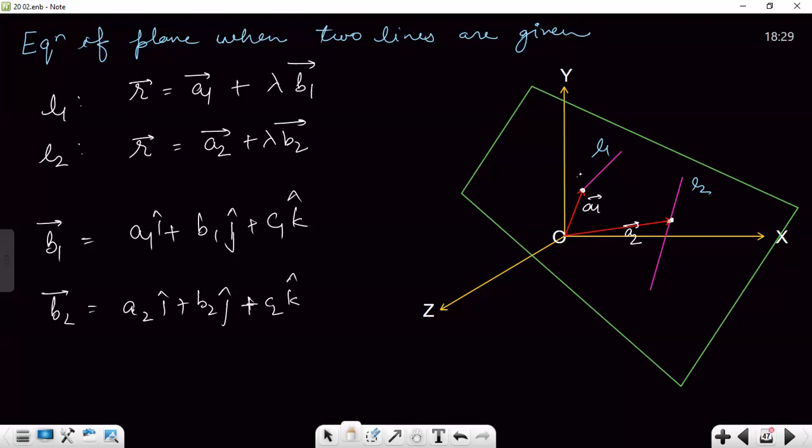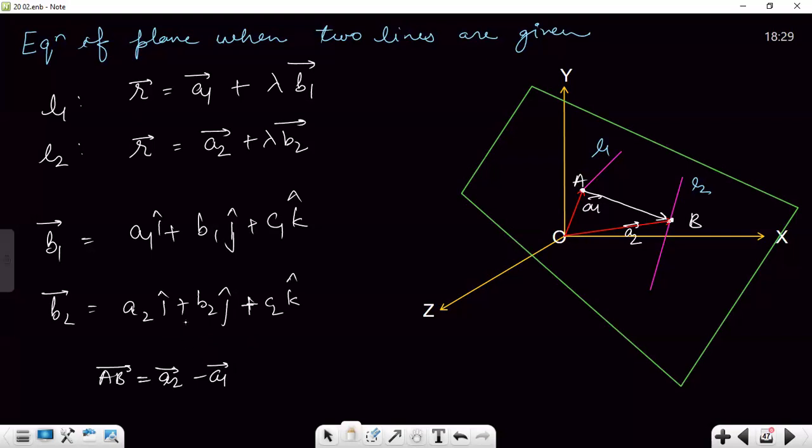Now, let me call these points A and B. A1, A2 vectors we have. So let's find out the AB vector now. A to B vector is this. So AB vector will be simply B vector minus A vector, which is simply a2 vector minus a1 vector.